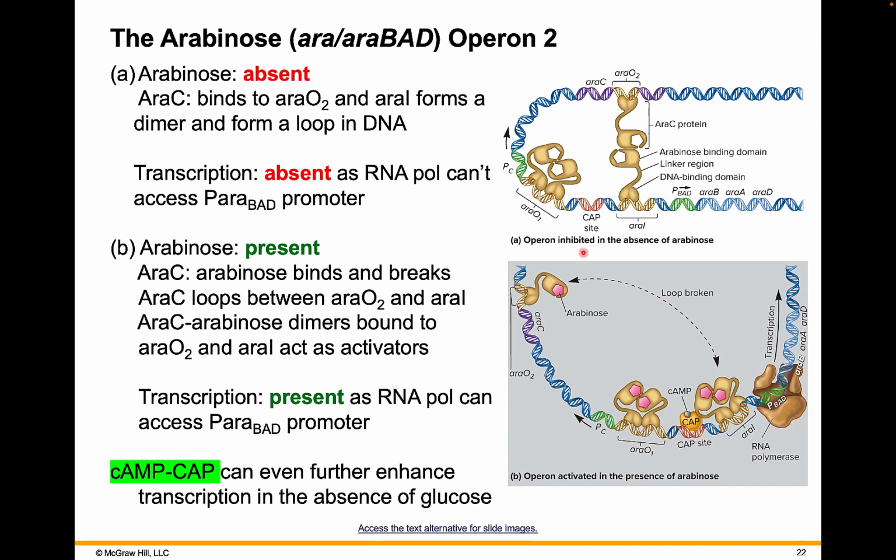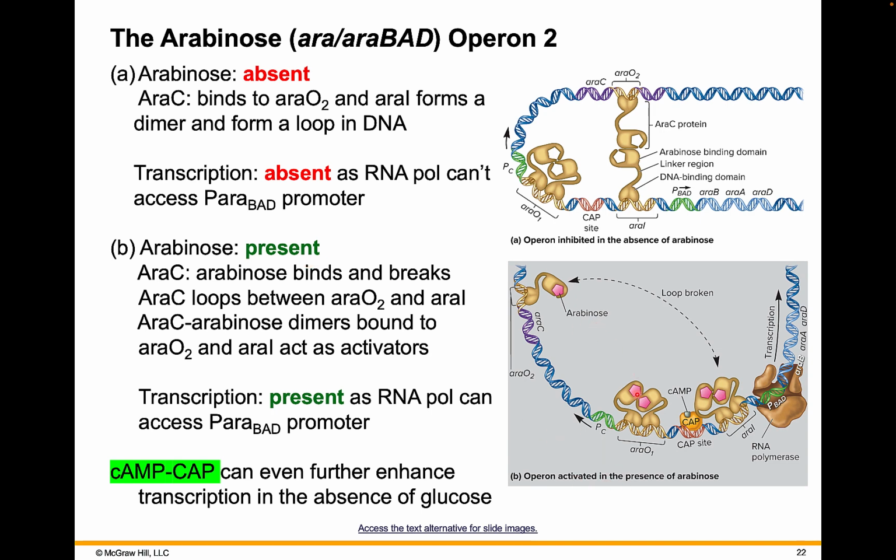So in this case, when the operon is inhibited in the absence of arabinose, that means when arabinose is not present in the environment, the transcription is absent. RNA pol can't access the PBAD promoter due to this bending. Now we have a case where the arabinose is present.